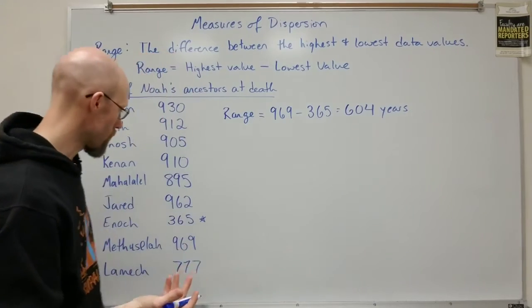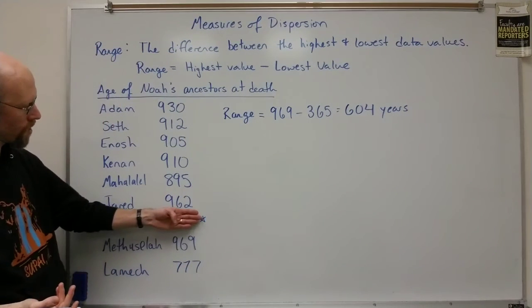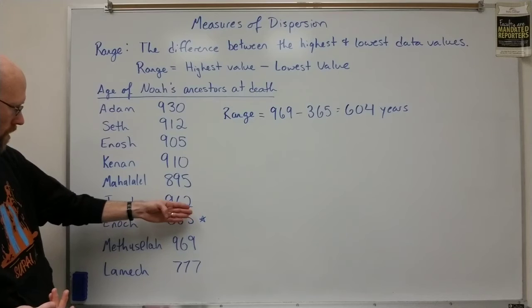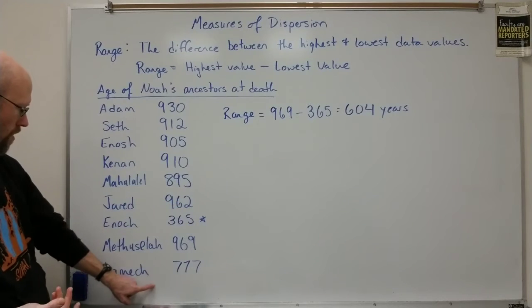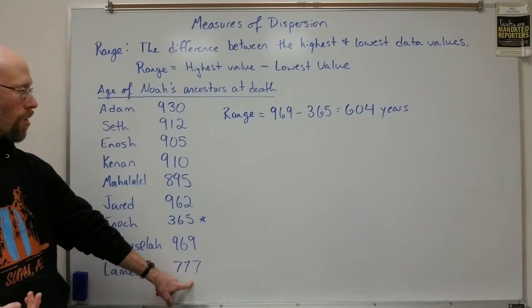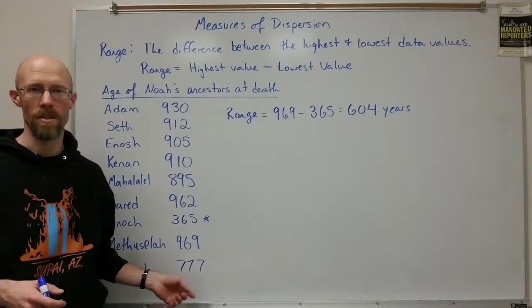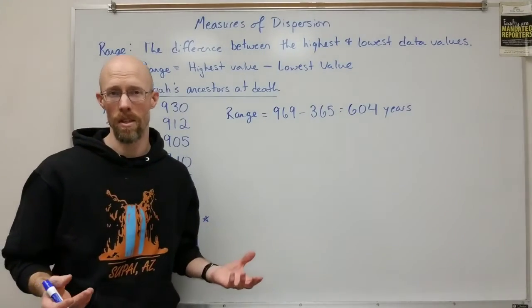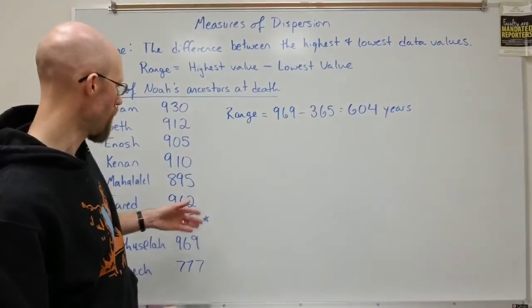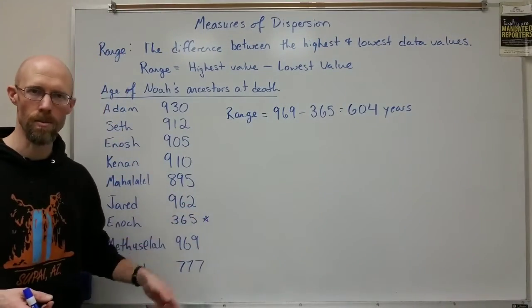Now, if you were to take that outlier out, then I suppose Lamech is the low value there. It's 777, and so then you could just recalculate the range if you took that out. But I'm going to go ahead and not take out the outlier. We'll leave everything in there.